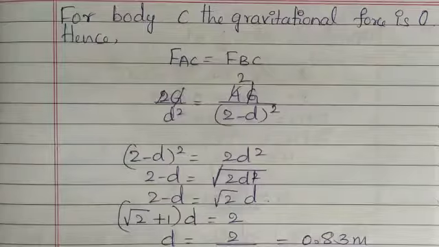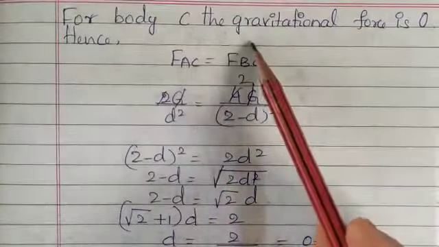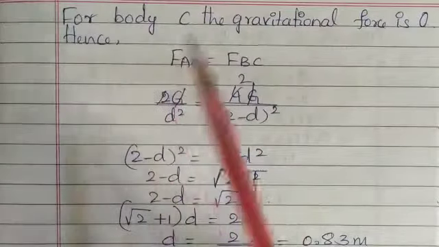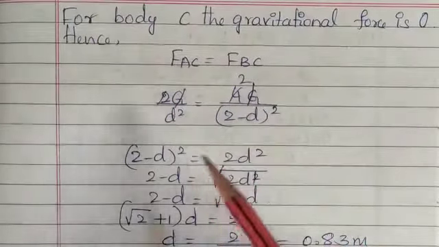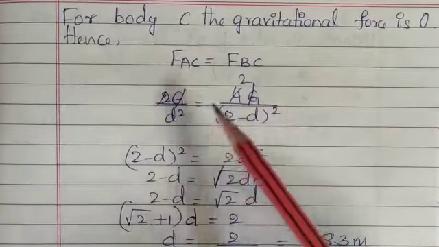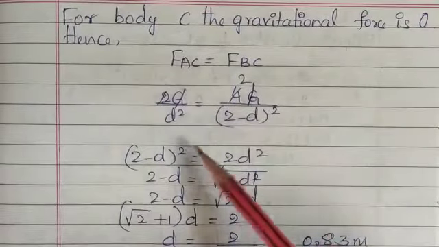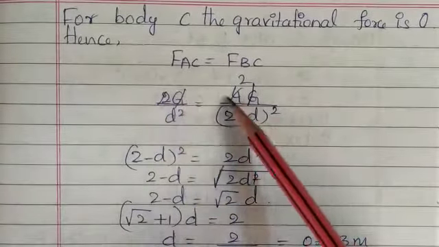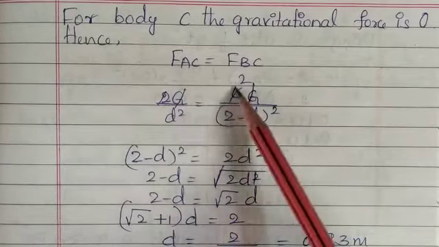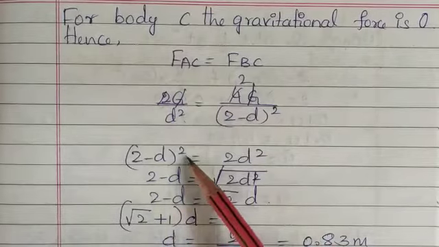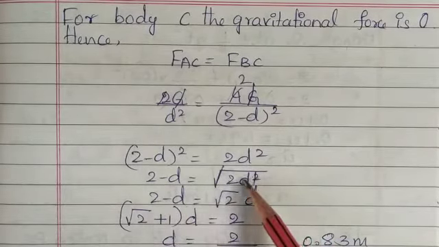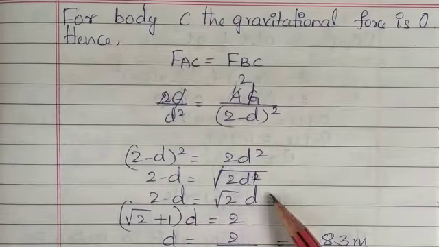Now for body C, the gravitational force will become 0 here. That means the force between A and C is equal to the force between B and C. Now we will substitute those values. G and G will cancel. So 2 minus d whole square is equals to 2 into d square. Taking the square root, 2 minus d is equals to root 2 d, and the roots will cancel. So we'll get 2 minus d equals root of 2 d.